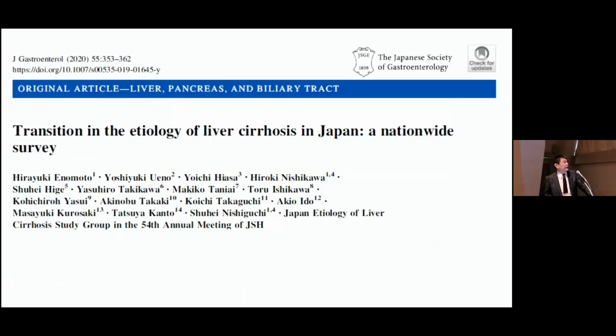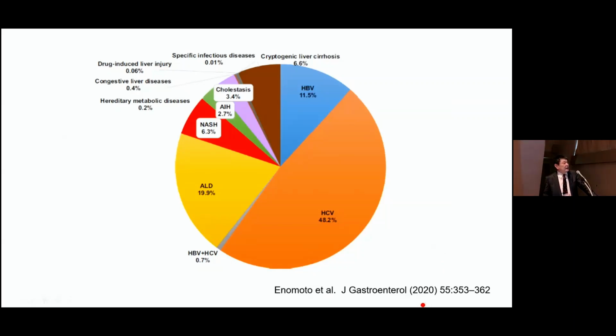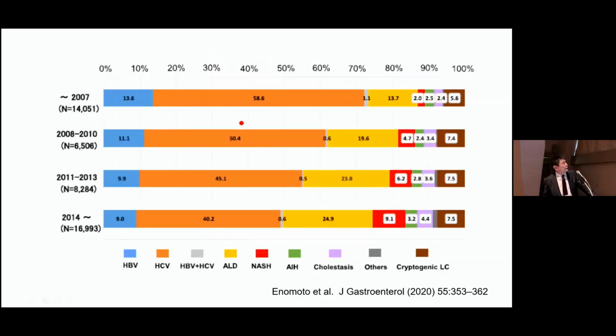So what has happened in the change of etiology in liver diseases? Still, in 2020, nearly half of the cirrhotic patients are derived from HCV infection here in Japan. Alcohol is about 20%, and NASH about 7%. And HBV is consistently about 10%. This HBV trend is almost unchanged over these 3 decades. But the percentage of HCV-related cirrhosis is decreasing dramatically, from 60% to 40%, in only a limited time period.